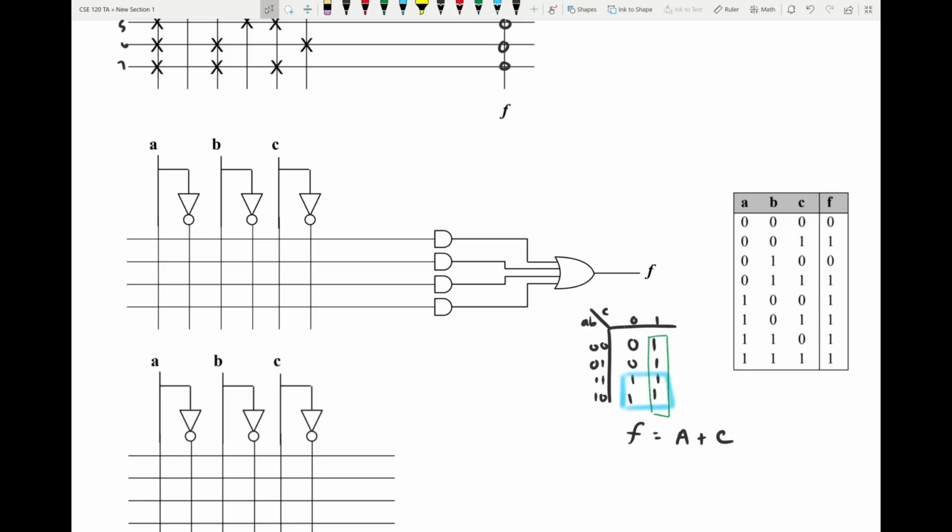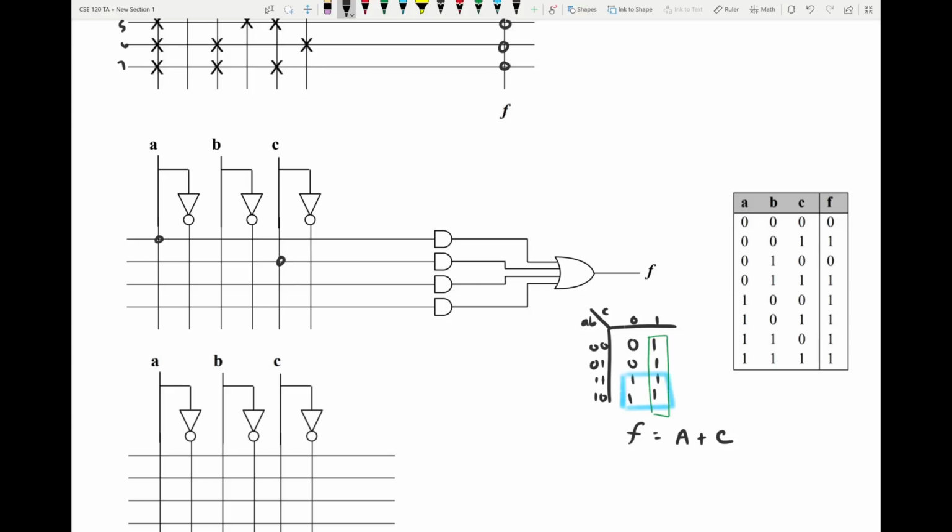So in this case, we just need two of these lines here. The first one is just A. So in that case, I'm just going to circle an A. And the next one is just C. And that's on a different input line there. So, and that's it. That's really it. There's not a whole lot going on there. You just need the minimum sum of products expression, which we found to be A plus C.